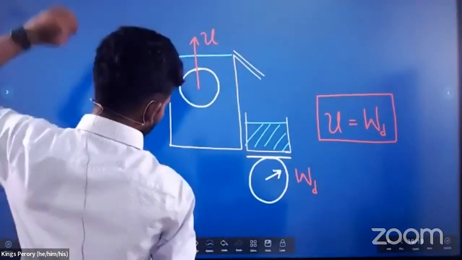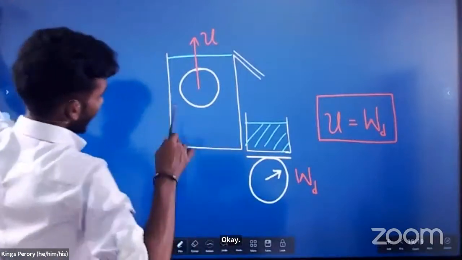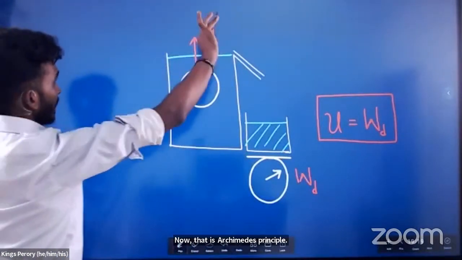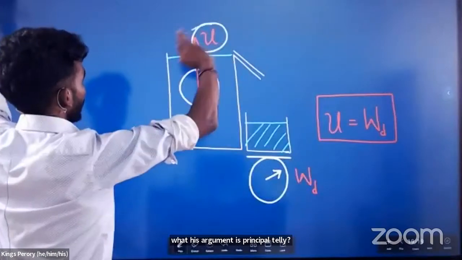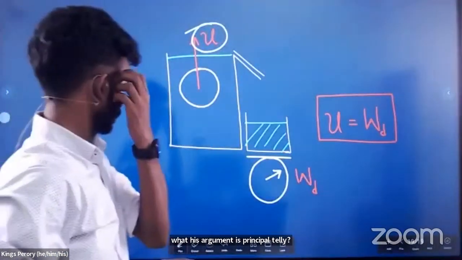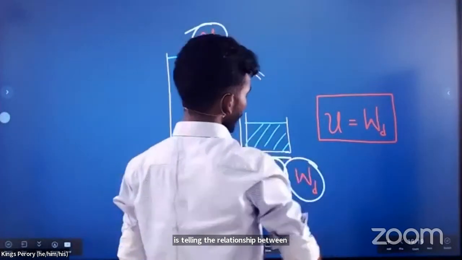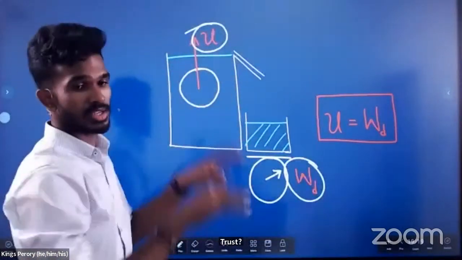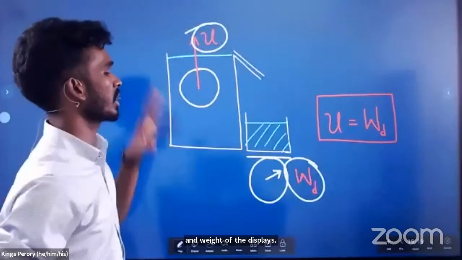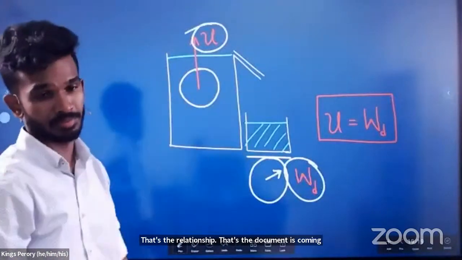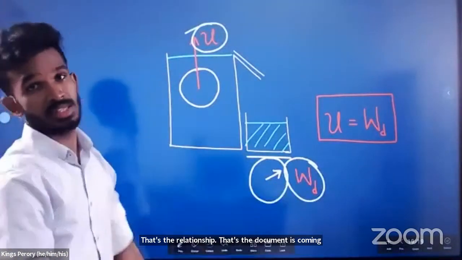Now that is Archimedes principle. Now, what is Archimedes principle telling? It is telling the relationship between upthrust and weight of the displacement. That's the relationship. That's it. Archimedes is telling about upthrust and weight of the displacement. Only that part he is telling.